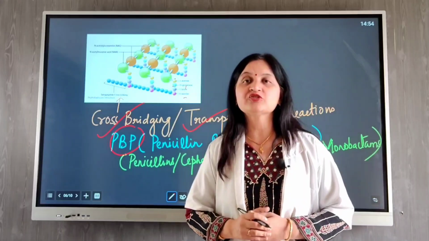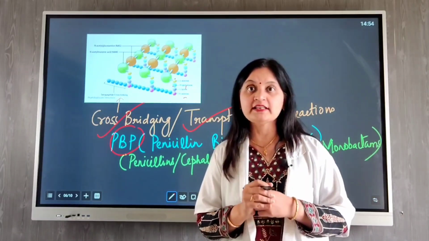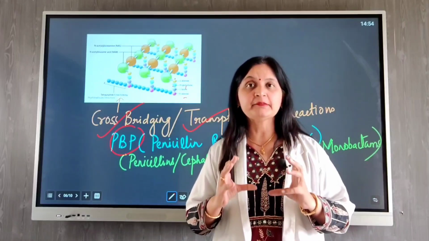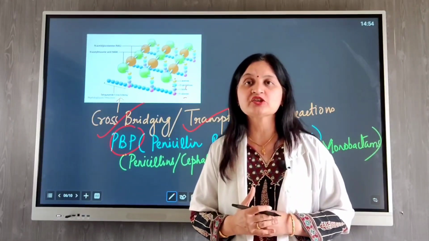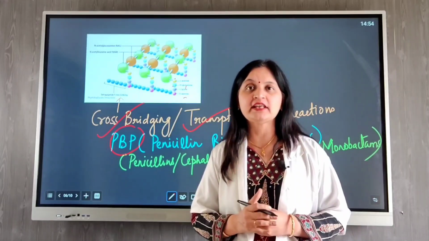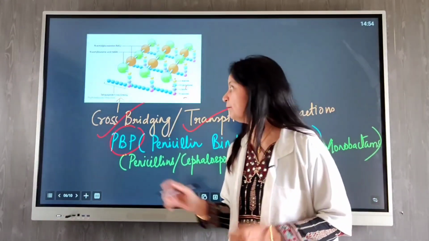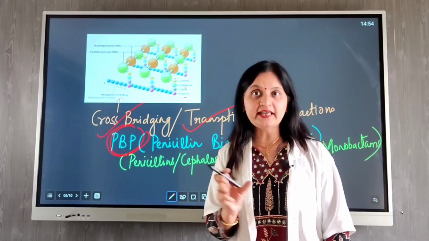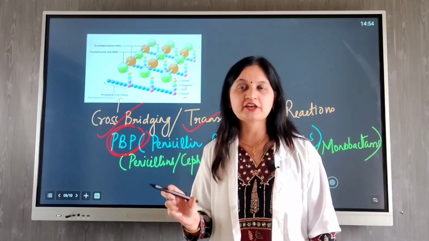therefore antibiotics such as penicillin, cephalosporins, carbapenems and monobactams, the beta-lactam antibiotics, produce their action by inhibiting cell wall synthesis, and the site of action is that they inhibit the penicillin binding proteins. The enzymes that catalyze the transpeptidation reaction are inhibited.